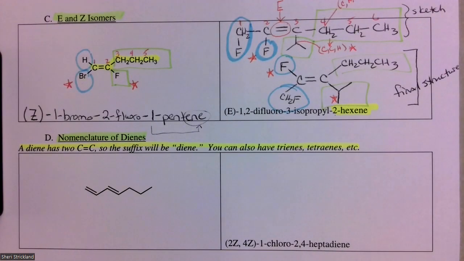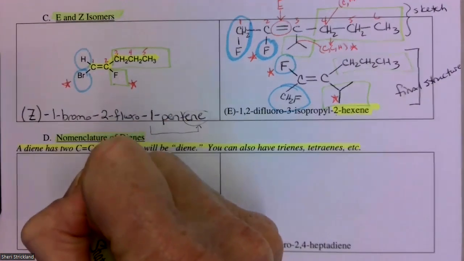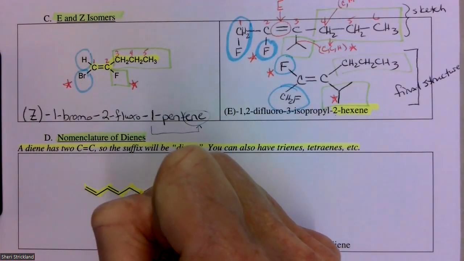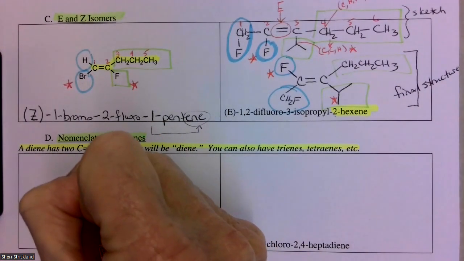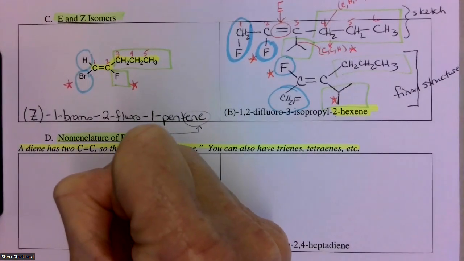All right, so what if you have more than one carbon-carbon double bond? Well, they both have to be part of the parent. So we're going to do that, and then number it so that the alkenes get the lowest possible numbers.